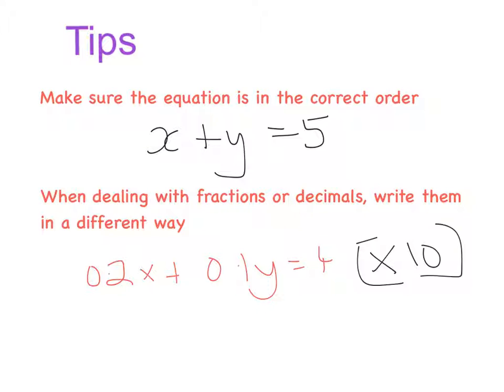Or if I'm dealing with fractions, so say 2/3 of an x plus 4/5 of a y equals 3, what you need to do here is recognize that you are adding fractions, or subtracting fractions, whatever it might be. Use your common denominator, get them both under one fraction, and then see if you can do anything to get rid of the division of the fraction. So that's just a few tips when dealing with harder simultaneous equations.